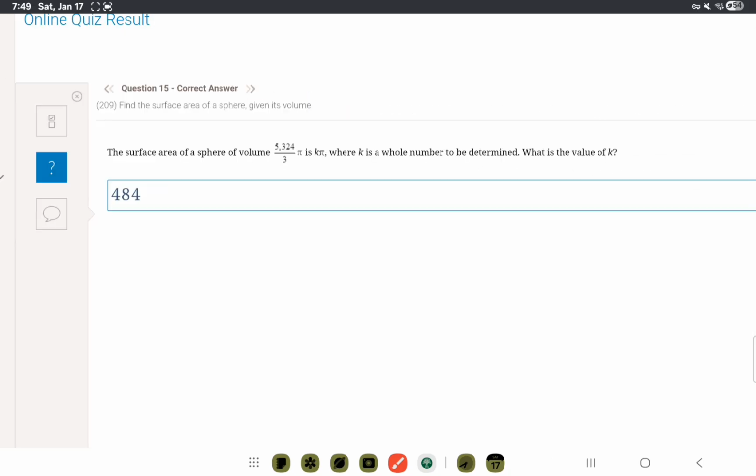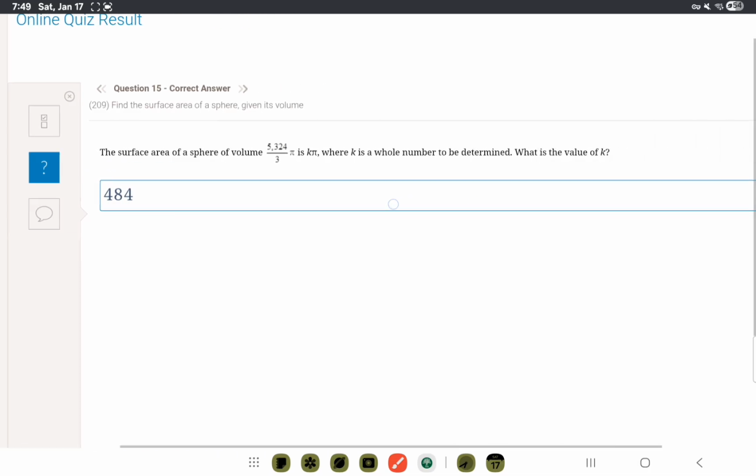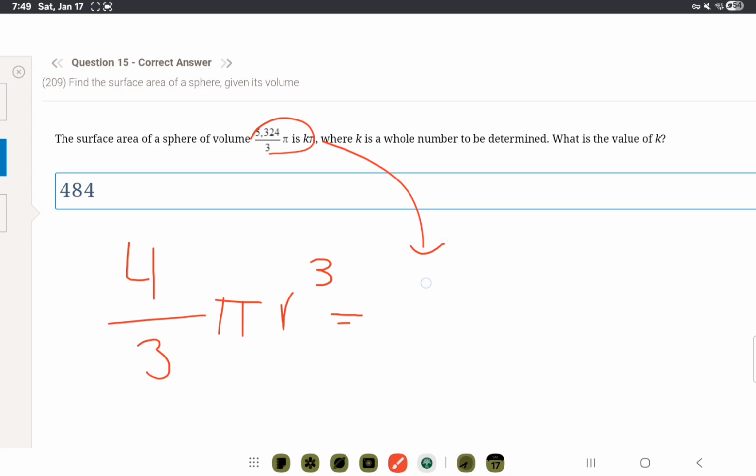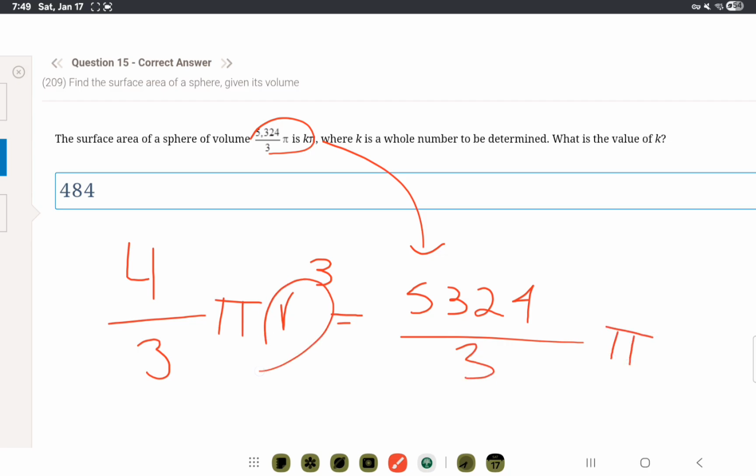Alright, so basically we're talking about, oh my gosh, surface area of a sphere or volume. Now, 4 over 3 pi r cubed is equal to this. So 5,324 over 3 pi. We need to find r. So 4 over 3 pi times x to the power of 3 equals 5,324 over 3 pi. So what do you get? You get that our radius is equal to 11. R is equal to 11.